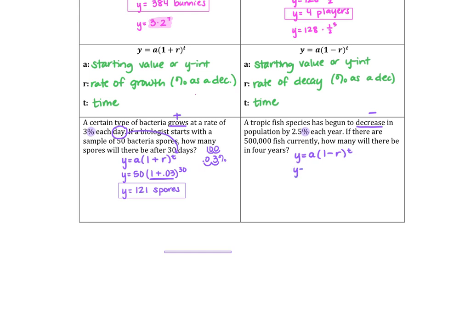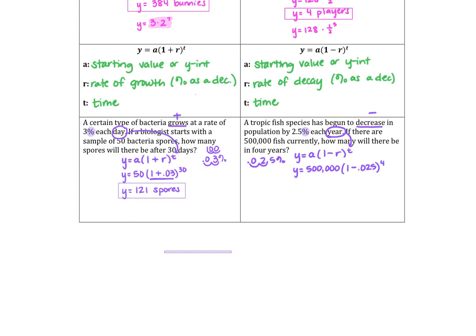So I'm going to plug in what I know. My starting amount is 500,000 fish. Remember, it's always going to be 1, which represents 100% of the fish from the day before, minus my rate, 2.5%. Yes, it has a decimal in it, but it's not in decimal form. So I still have to move it twice to the left. So I get 0.025. Again, I can leave this as an X, or I can go ahead and plug in my time. I know my time is measured in years because that's what my rate of change says. So it says how many will there be in 4 years? So I'm going to put a 4 in for my exponent.